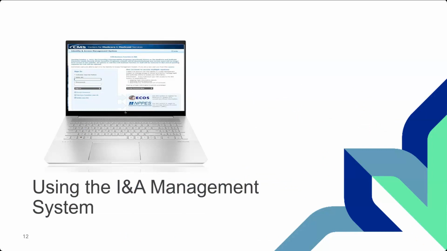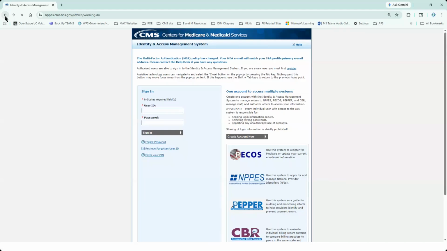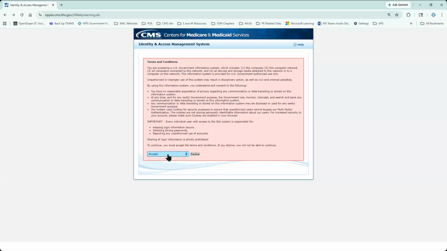So let's jump into using the I&A system. So you just saw me access the I&A system through CMS. I'm just going to go back one screen. You would access it through PECOS, but what you're seeing here are the same things. It does give you a warning when you leave PECOS that you are leaving PECOS and going to the I&A management system, and it's asking you to accept different terms and conditions.